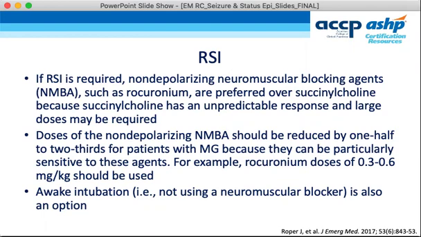Doses of this non-depolarizing agent, though, should be reduced by 1/2 to 2/3 as patients with myasthenia can be particularly sensitive to these agents. So typically for roc, we give doses of 1 to 1.2 mg per kg in a normal adult. We should give 0.3 to 0.6 mg per kg. Another option, again, depending on comfortability with the person that's intubating and the team, is to do an awake intubation and avoid use of a neuromuscular blocker.